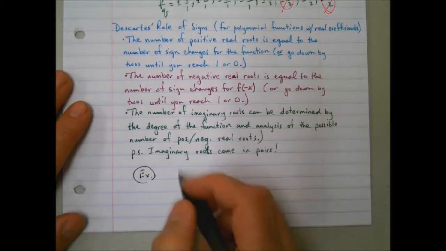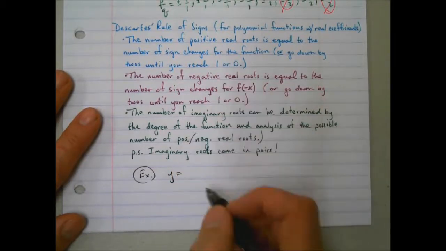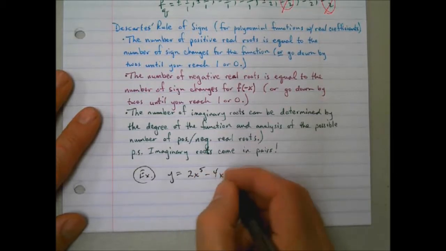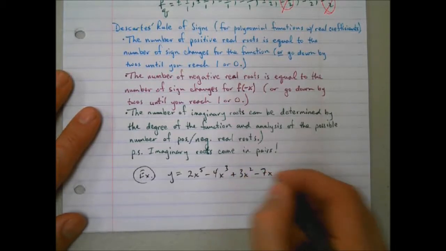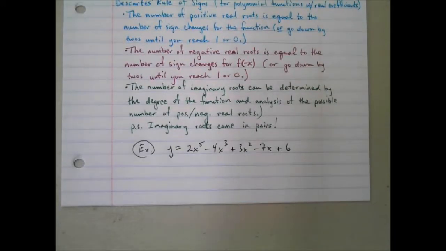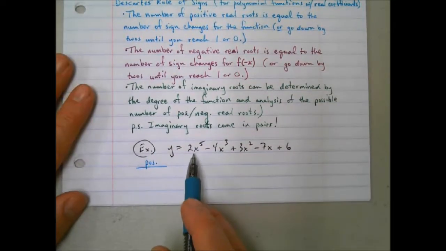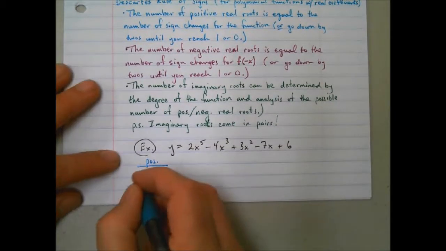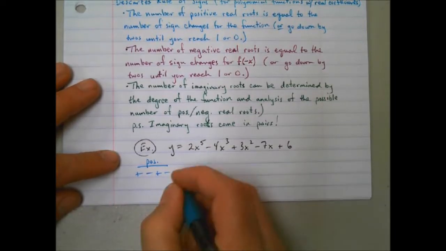So let's say we have y equals, well, let's just look at the one that we had up above. So 2x to the 5th minus 4x to the 3rd plus 3x squared minus 7x plus 6. Okay. Now, if we're going to check the positives, we're looking at the sign changes. Now, if we're going to look at the sign changes, let's write down what the signs are first. So we have positive, negative, positive, negative, positive.